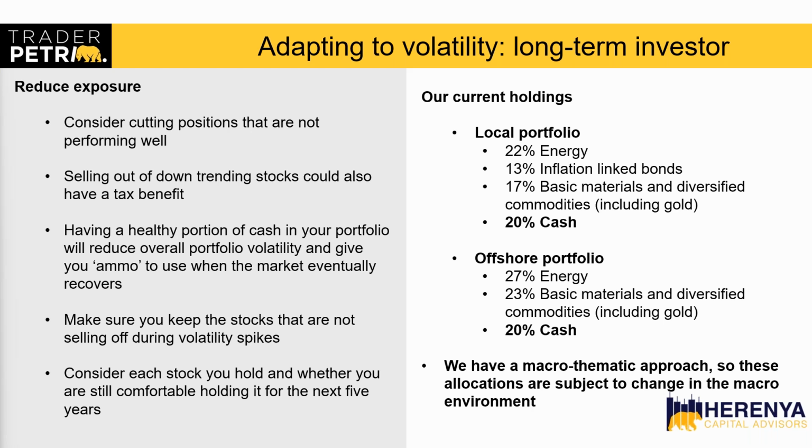To give you an example, we run a number of different portfolios for clients. Our local portfolio currently is sitting with something like 20% cash. Our offshore portfolio is also sitting with 20% cash. And then you can see we've invested primarily in energy, basic materials, and locally we have some inflation-linked bonds as well. So we're relatively diversified, and we've kept the stocks that have been performing well, and we let go of the stuff that hasn't been performing well, right? This has helped us protect the accounts from experiencing major drawdown and taking big losses over the last period.